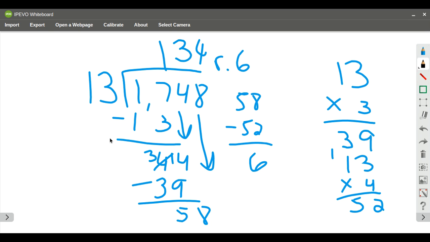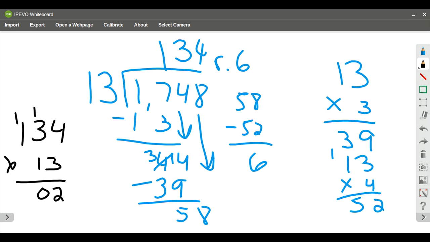And what I'm going to do is 134 times 13. 4 times 3 is 12. I regroup the 1. 3 times 3 is 9. Plus 1 is 10. I regroup the 1. 1 times 3 is 3. Plus 1 is 4. Put my placeholder. 1 times 4 is 4. 1 times 3 is 3. 1 times 1 is 1.